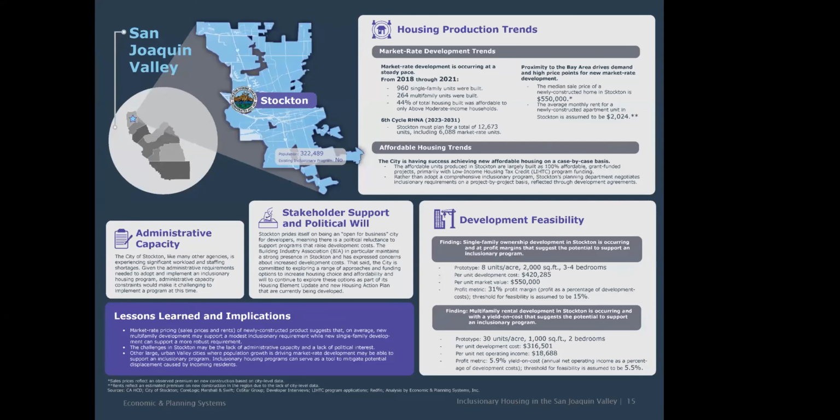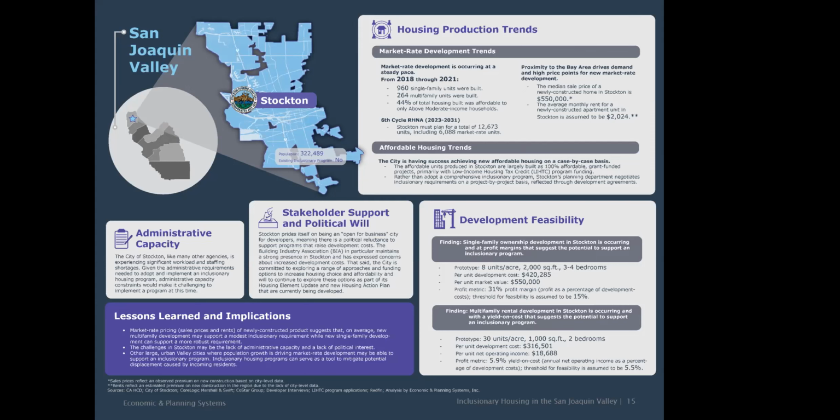So let's start with Stockton, and there's a lot of information on this page, and what I'll really try to do mostly is orient you to the type of information we were collecting and reporting on. And this information is, of course, available in the deliverable as well that I believe is on the website.